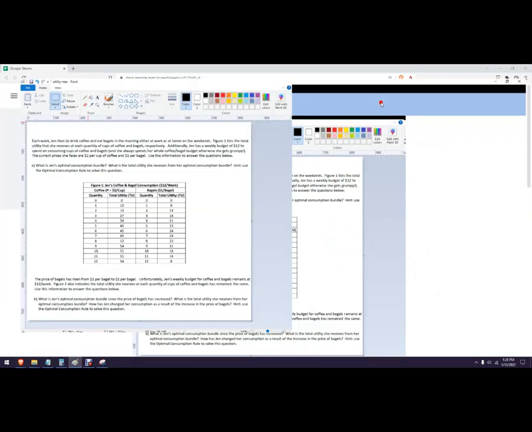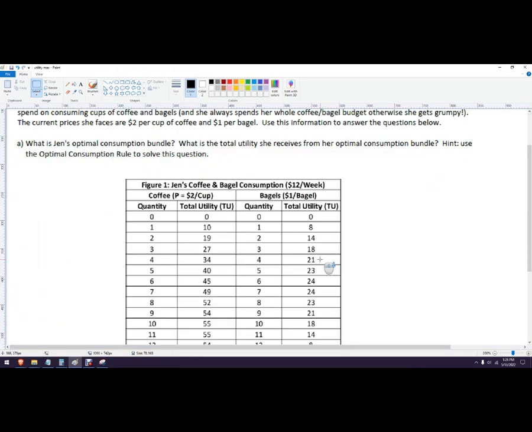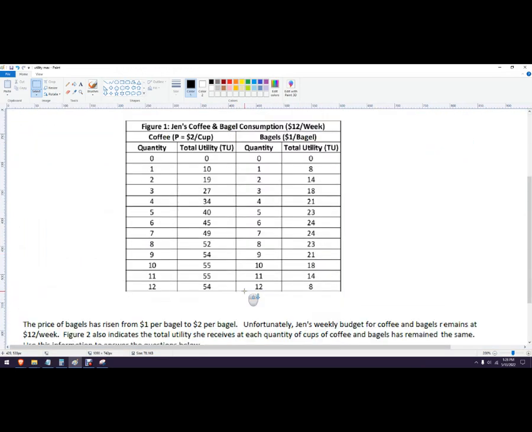In this video, we're going to solve for the utility maximizing quantity for this problem, but we're going to do it using Google Sheets. So we've got this consumer called Jen. Jen buys coffee and bagels, and spends $12 a week. Here's the utility function. This is the number of units that she likes to buy, and then her total utility.